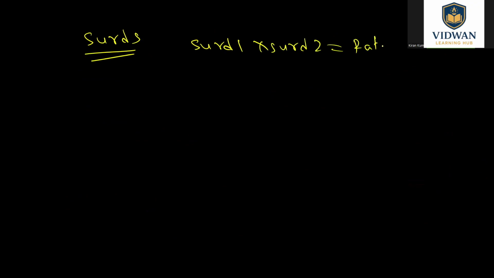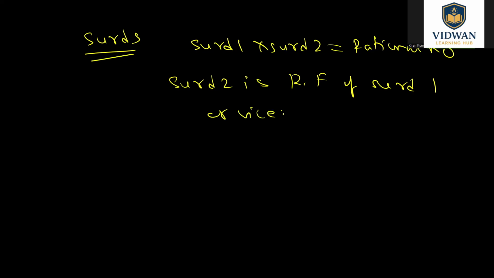I'll just quickly explain that once again. So generally in surds, when you multiply one surd with another surd and you get the answer as a rational number, if the product of two surds is a rational number, one of them is called the rationalizing factor of the other. So surd 2 is the RF, rationalizing factor of surd 1, or vice versa. So one of them is a rationalizing factor of the other whenever the product is rational. So for example, if there is something like a plus root b into a minus root b, the product is a square minus b, which is rational.